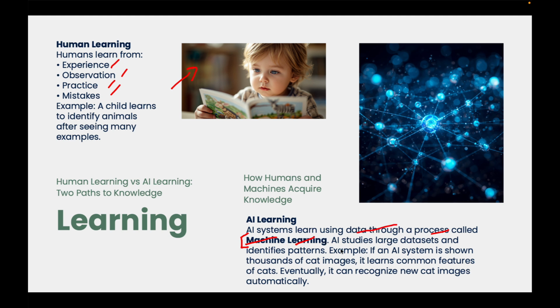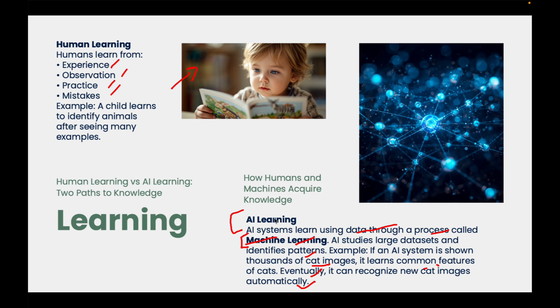So AI studies large data sets and identifies patterns. For example, if an AI system is shown thousands of cat images, it learns common features of a cat. Eventually it can recognize new cat images automatically. Why? Because you have given this training to that AI system. Now AI has learned how a cat looks. These are the features of the cat. And then if you show any other cat image, it can identify the cat.